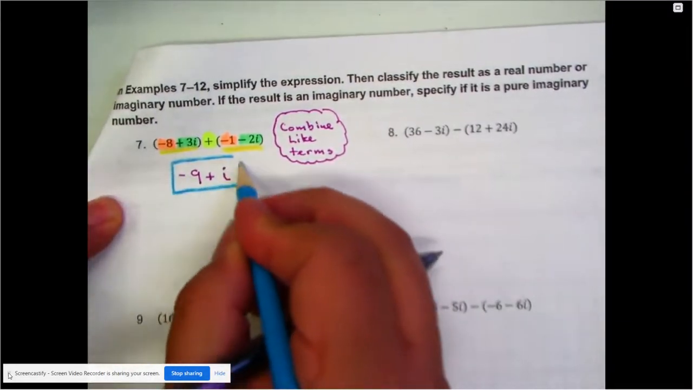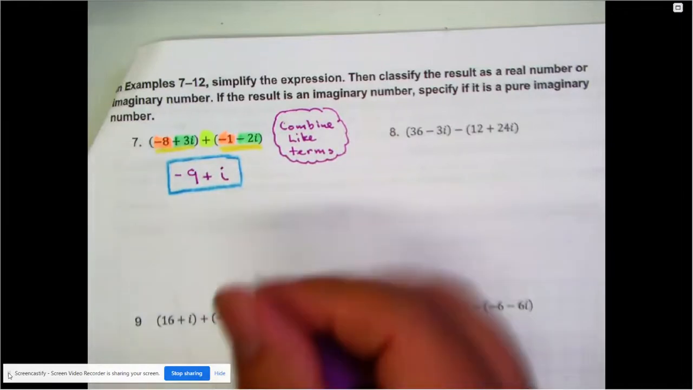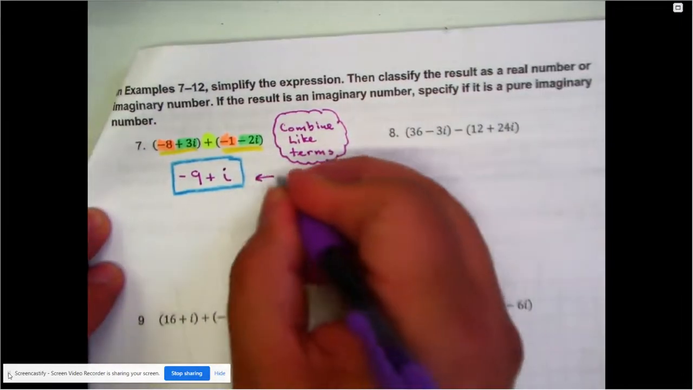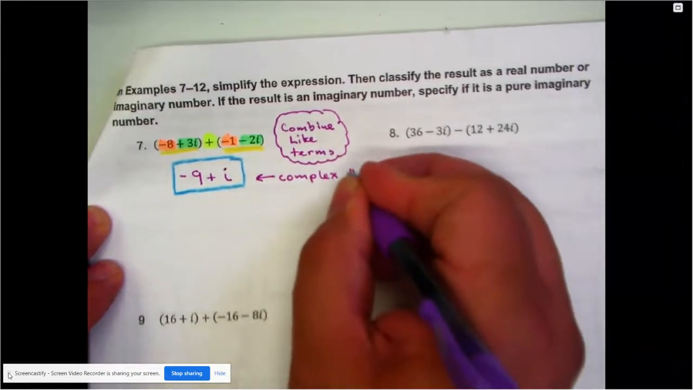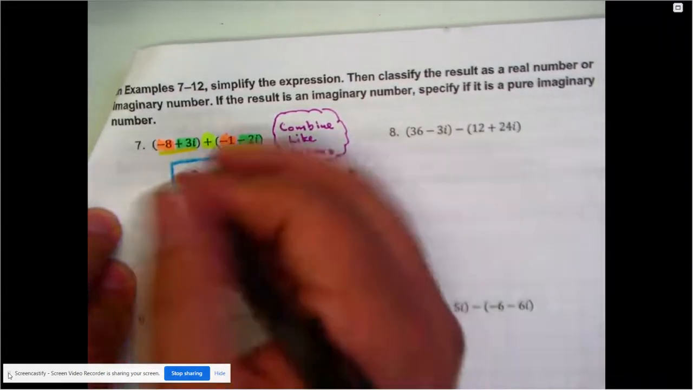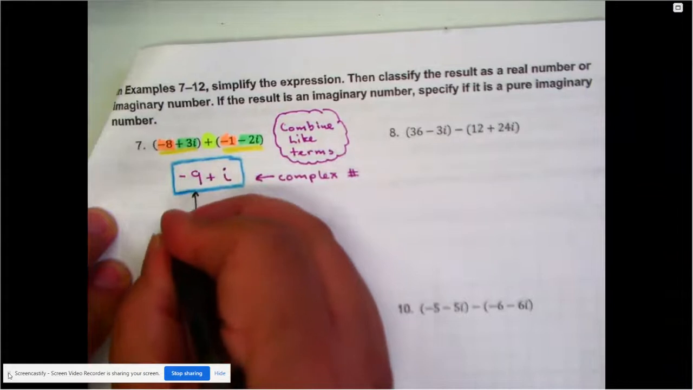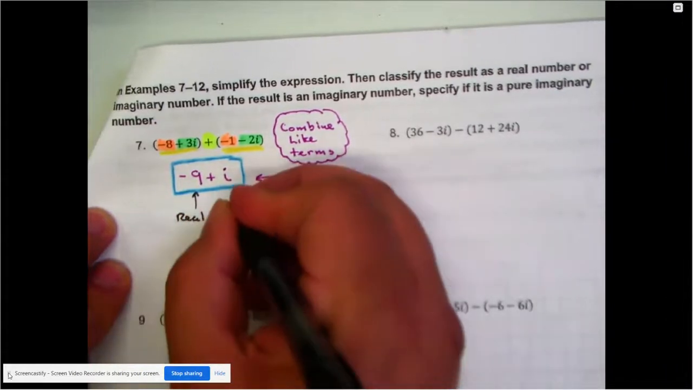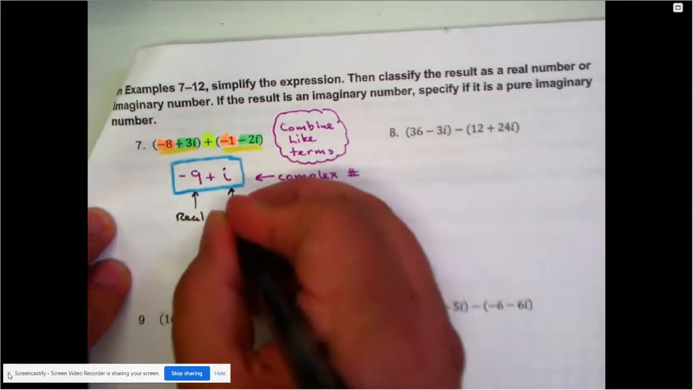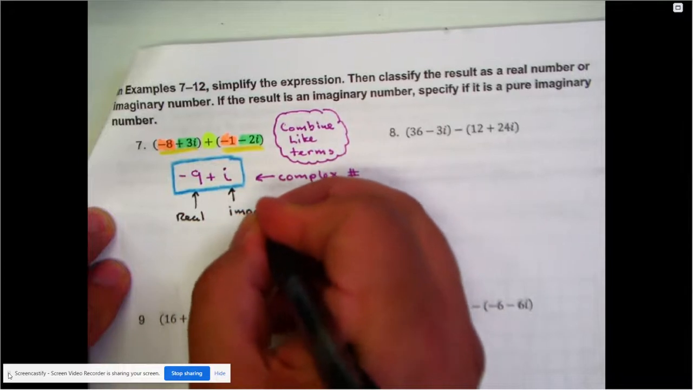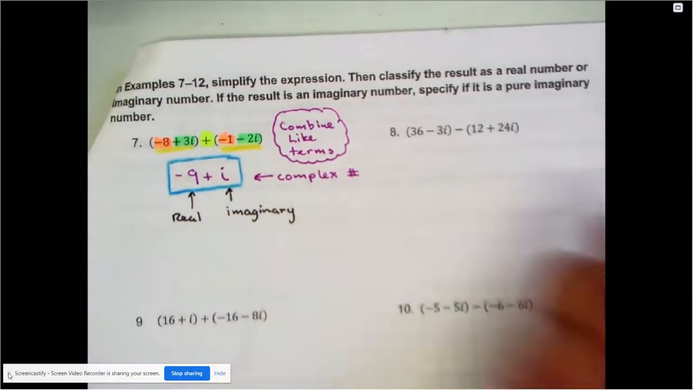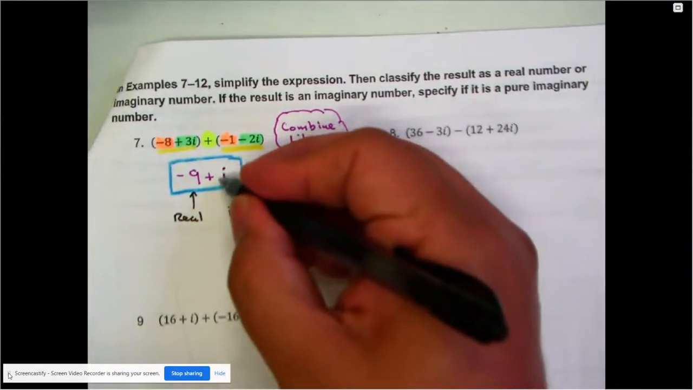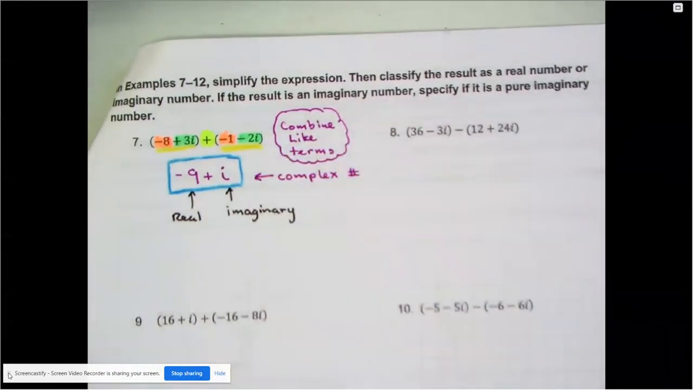Now notice this is still considered a complex number for a reason. So remember, this is what a complex number looks like. And the reason it's complex, we have a real component and we have an imaginary component. That's what makes it complex. We have a little bit of both. Even if it's an invisible 1, don't forget, there's still a 1 in front of it. It's still imaginary.